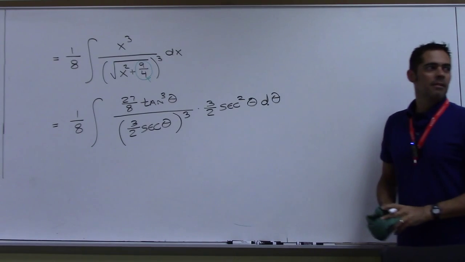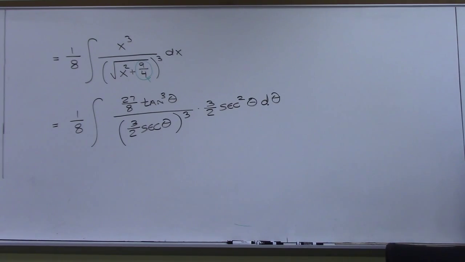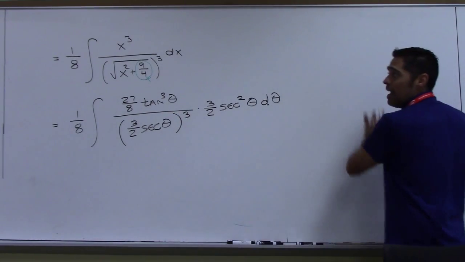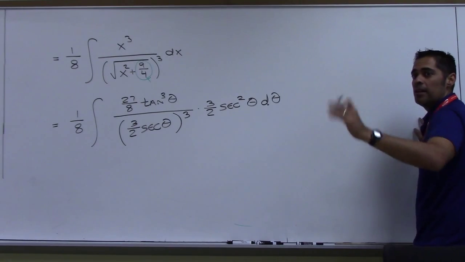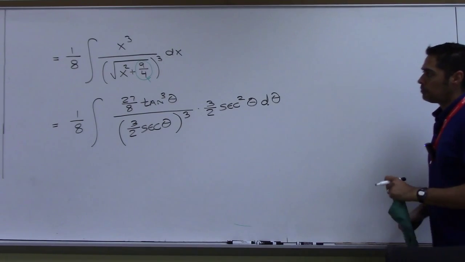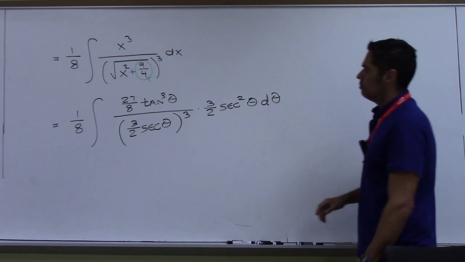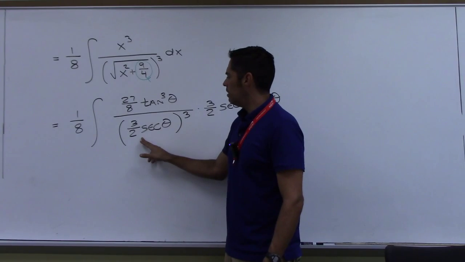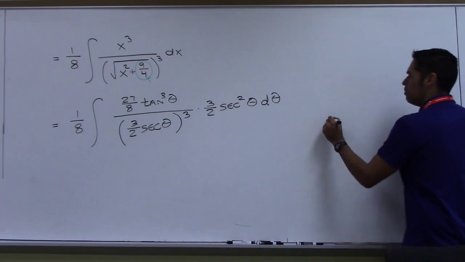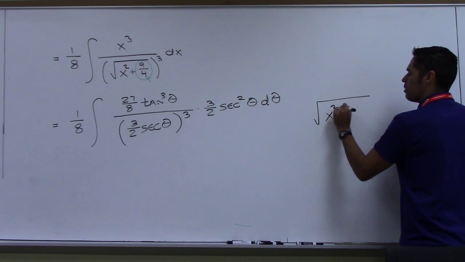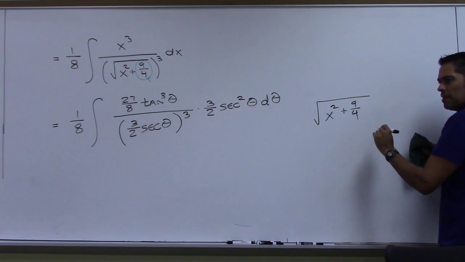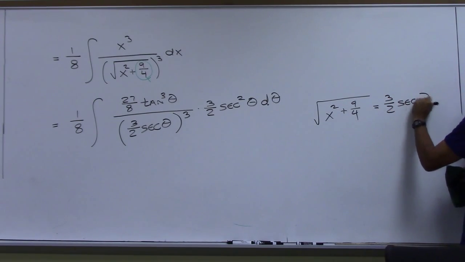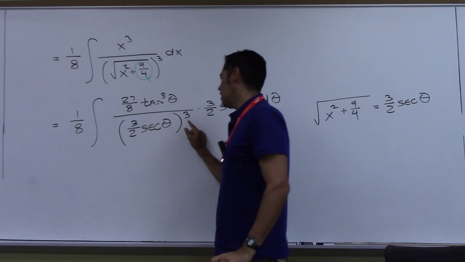We're going to get a lot of canceling here, but I just want to make sure everyone sees where everything came from. I erased what I had up here, so I'm trusting the think tank. Is it 3 halves or is it 9/4? What did we say the square root of x squared plus 9/4 was? It was 3 halves secant theta. We haven't cubed it yet, which is going to be the next step.